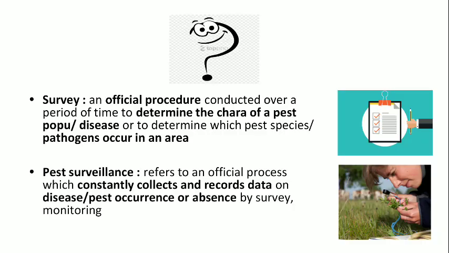So first, what is survey? Survey is an official procedure done periodically to find out which pathogen or disease is present in a particular area or locality. Next is pest surveillance. What is pest surveillance? Surveillance means the collection and record maintenance of disease by observing or monitoring.